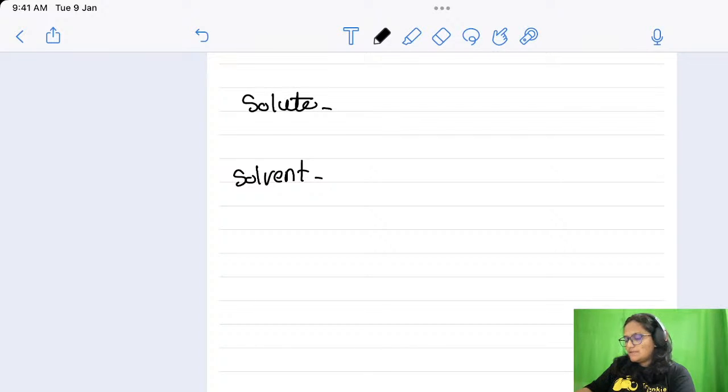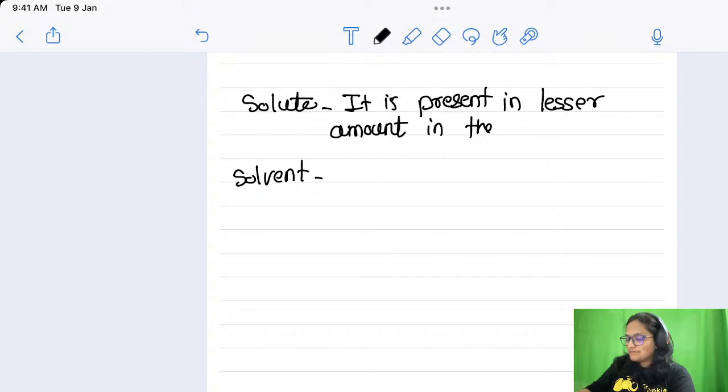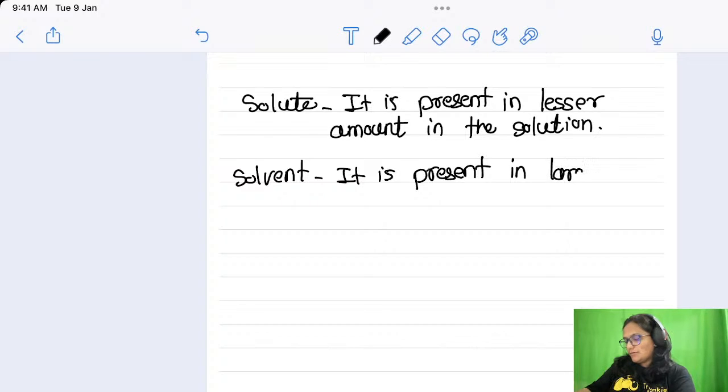So solute is present in lesser amount in the solution, whereas solvent is present in larger amount or quantity in the solution.